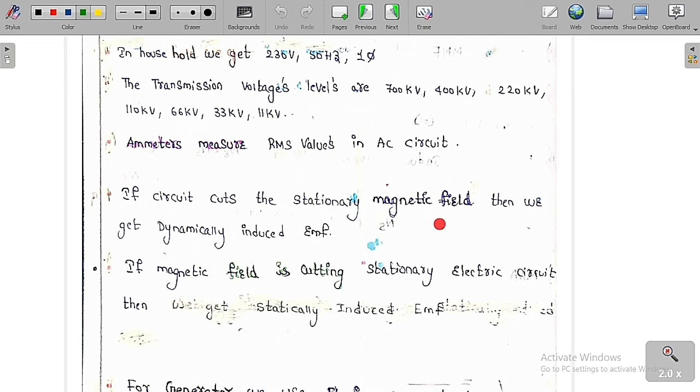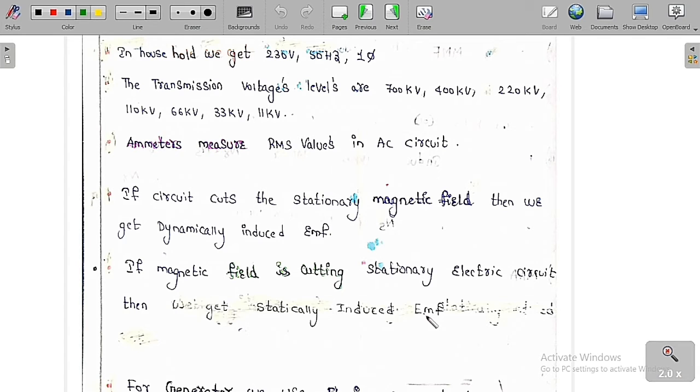If the circuit cuts the stationary magnetic flux, then we get dynamically induced EMF. It means the magnetic flux is stationary, but the conductors are rotating. Then the EMF induced is called dynamically induced EMF. If the magnetic field is cutting a stationary electric circuit, then we get statically induced EMF.